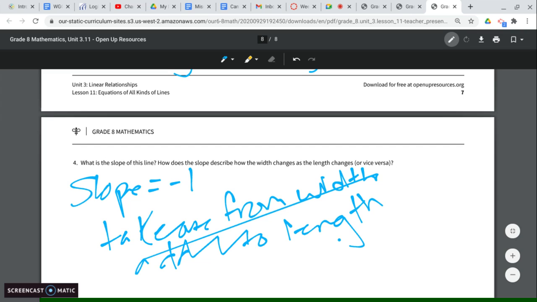So we can use tables and we can create relationships from situations and write equations for them.